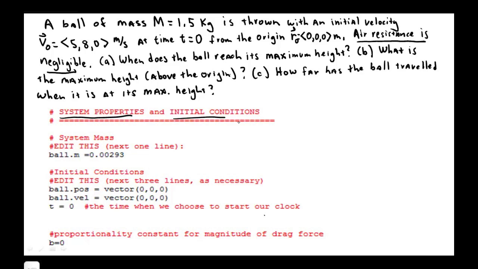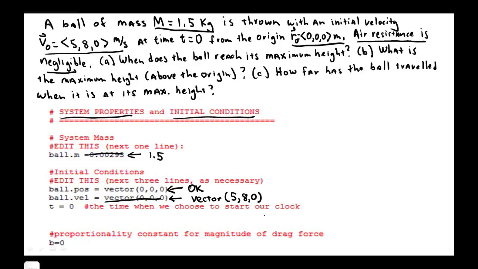Let's start with the system properties and initial conditions. Here we have a ball with mass 1.5 kilograms, so we need to put that in. Also, we need to specify where the object is when we start doing our predictions. Here, the object starts from the origin, so that's already correctly specified in this code. Now, recall for our falling object, the object started at rest. However, for the thrown object, we're told that when we start looking at the object it already has a non-zero velocity. That's an initial condition, so we have to put that in here.